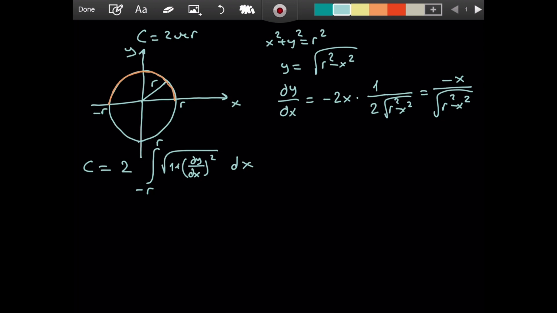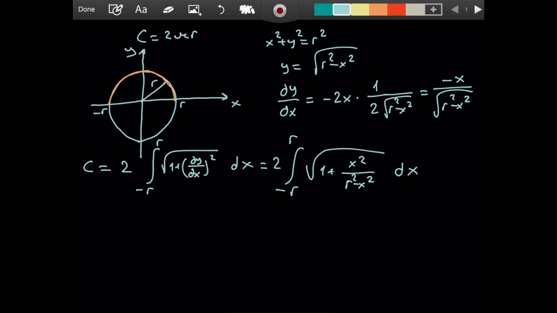And we're just going to substitute that. We're just going to substitute it. Negative r. We have the square root, 1 plus, for the dy over dx, we will just square it and substitute. So x squared over r squared minus x squared and then dx.